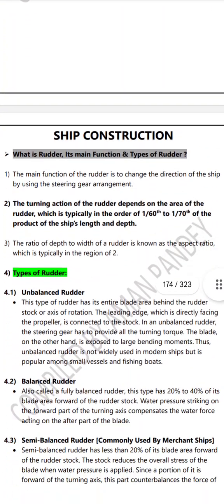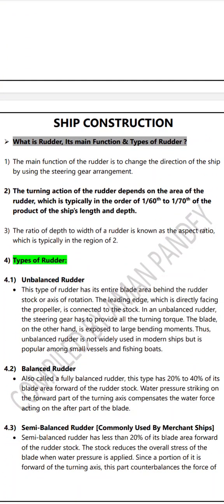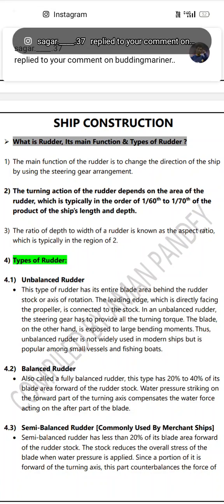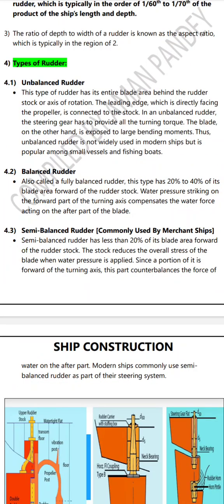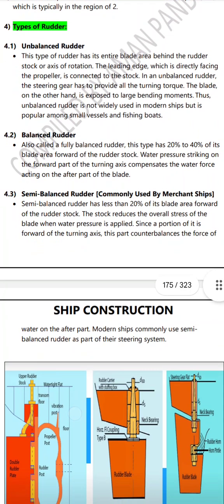What is the rudder? The main function is to change the direction of the ship. Now talking about the unbalanced rudder. Basically the entire blade is behind the rudder stock, and the leading edge, which directly faces the propeller, is connected to the stock. A large torque is required for the bending moment. So this is not preferred in modern ships, only used in small vessels.